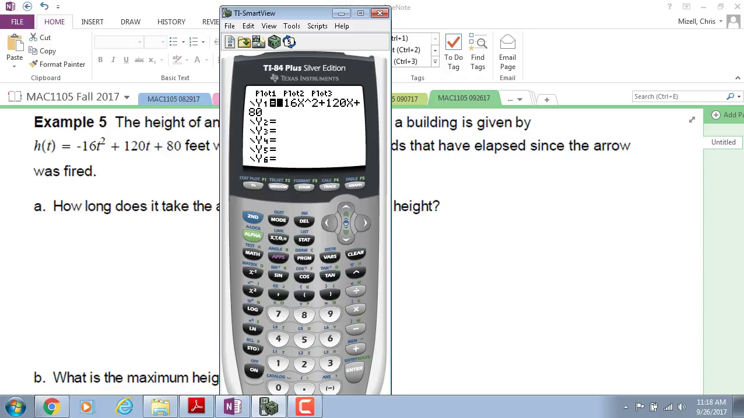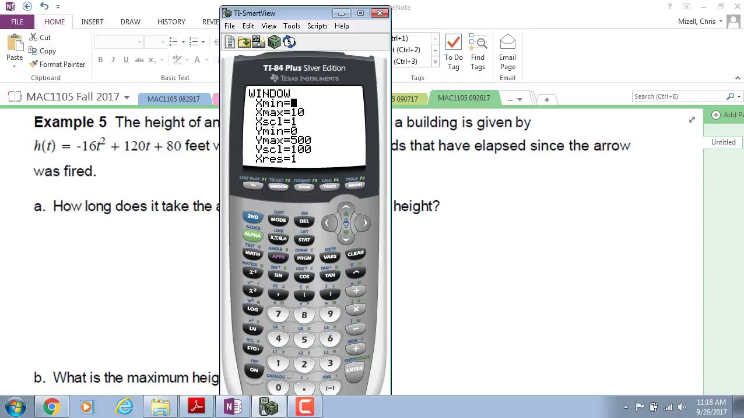The 80 just happens to represent the height from which this arrow will be fired. 120 represents the initial upward velocity, 120 feet per second. The negative 16 has to do with the acceleration due to Earth's gravity near the surface of the Earth. But we don't have to know any of that. All we have to be able to do is enter this expression into the calculator and know what the inputs are and what the corresponding outputs are. So if we evaluate this, well, I guess one more thing.